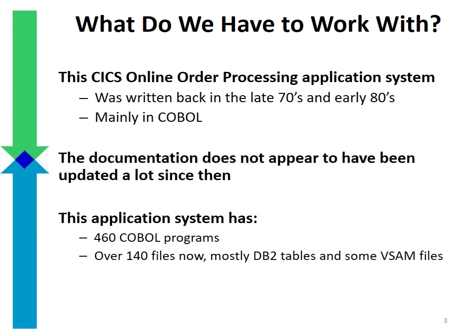What do we have to work with? First, let's find out what resources we have to use. This CICS online order processing application system was written back in the late 70s and early 80s, mainly in COBOL. The documentation does not appear to have been updated much since then, so it'll be of limited value to us. Looking in the partitioned dataset that has all the program source code, we find that this app has 460 COBOL programs. The application appears to have over 140 files, mostly DB2 tables and some VSAM files.